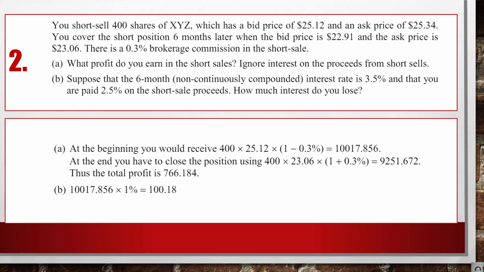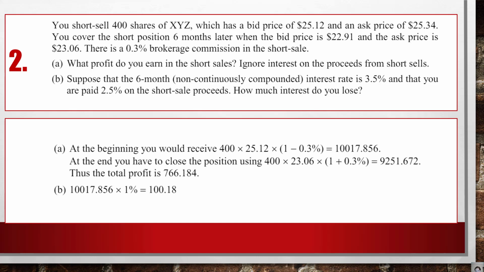Here, before we do this problem, I want to stress one more time that for the brokerage fee, when you sell, you subtract. When you buy, you add. So here at the beginning, you short sell 400 shares, so you have to subtract 0.3%. You sell 400 shares at the price of 25.12. So we got 400 times 25.12 times 1 subtract 0.3%, which is 10,017.856.